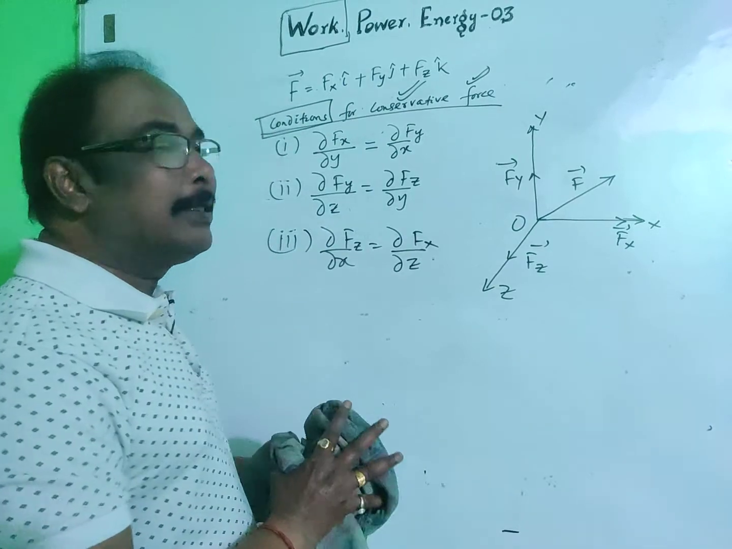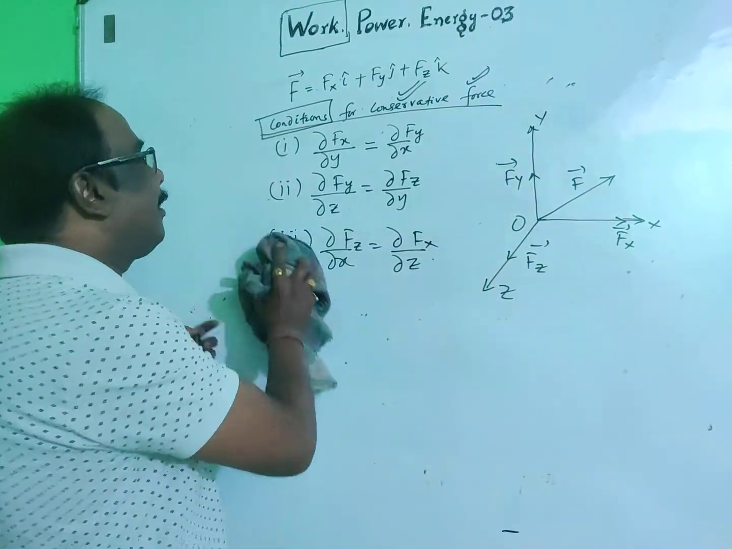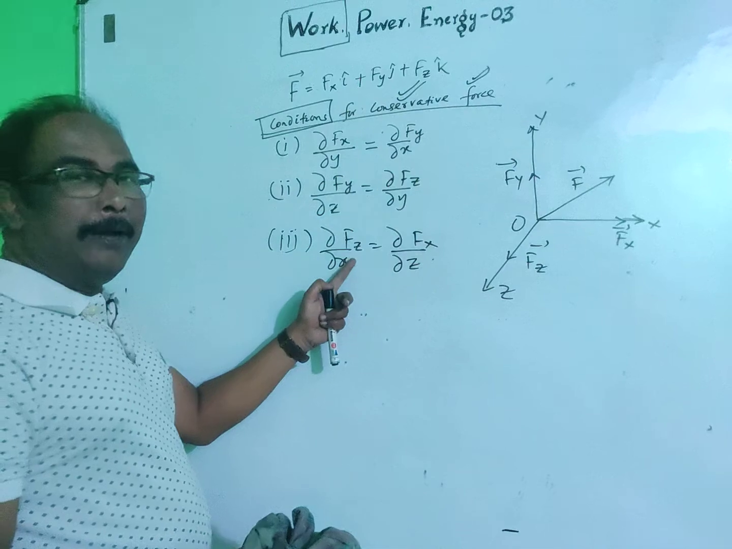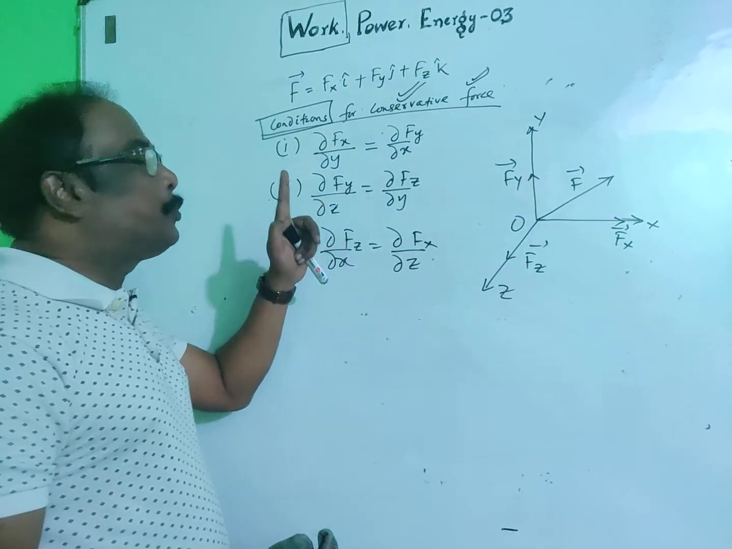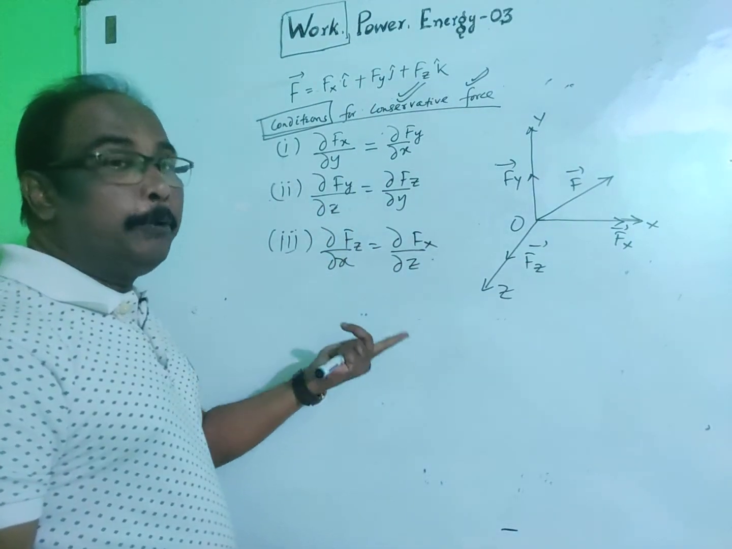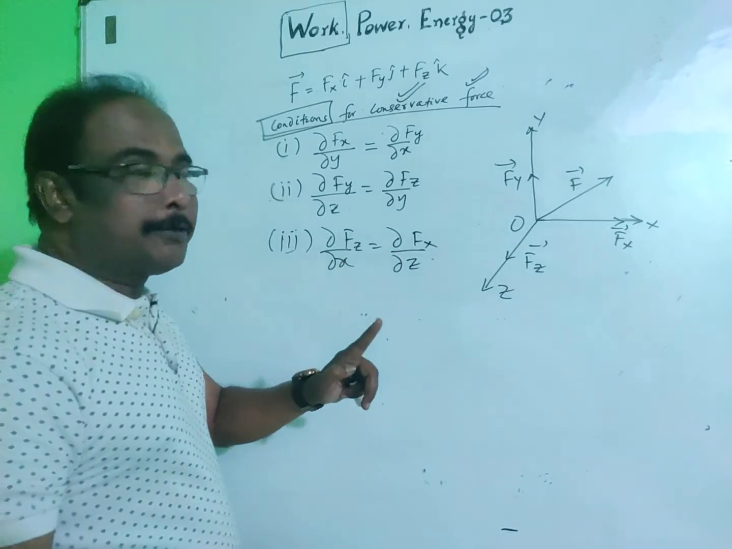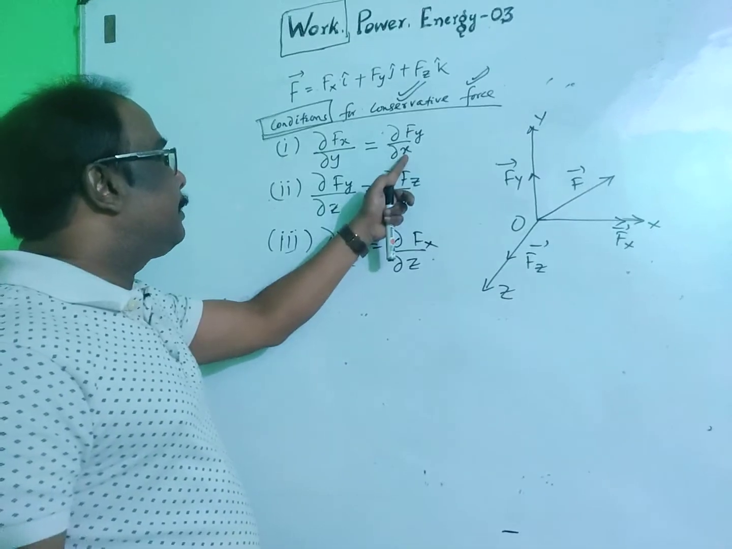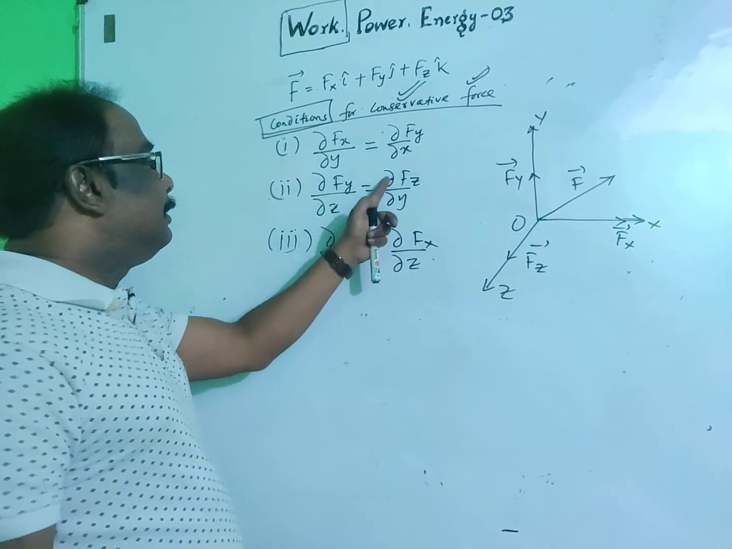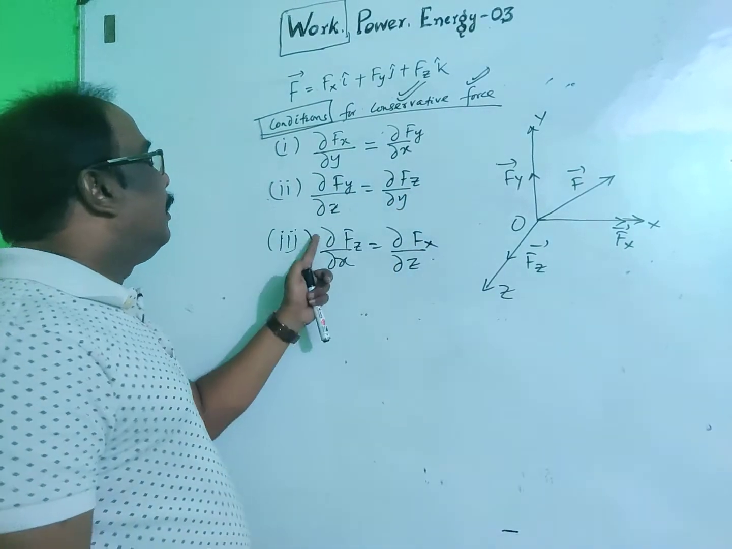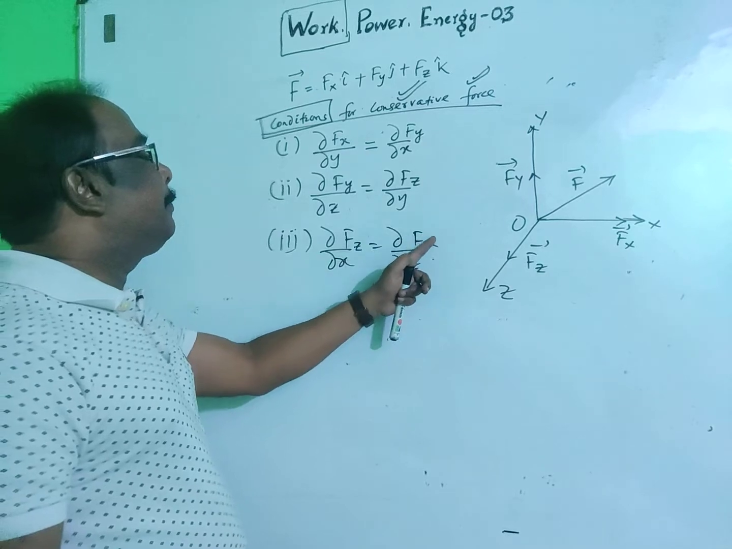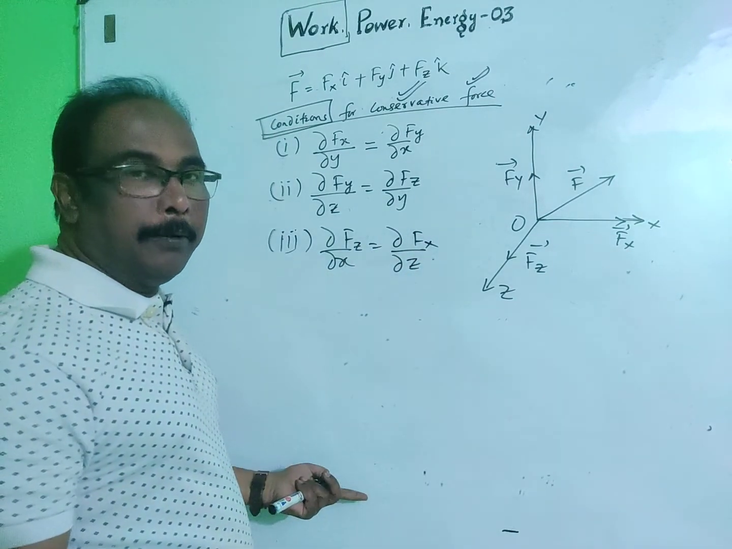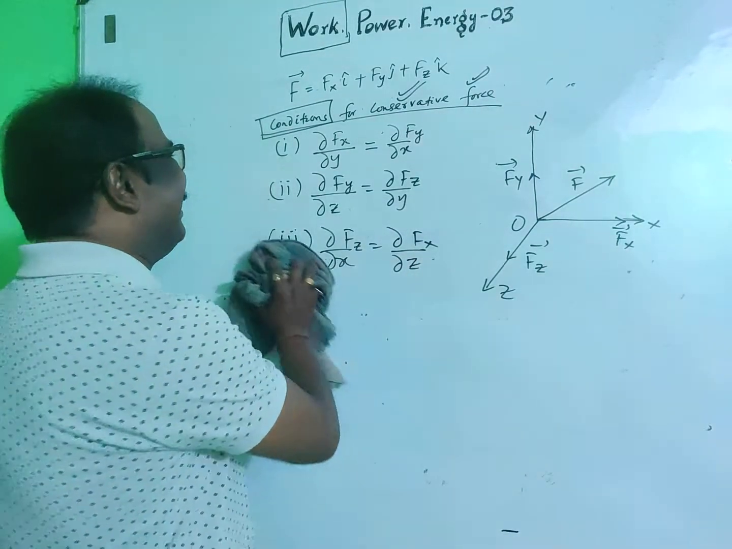Now we will have some discussion, meaning examples or discussions. Keep it in your mind. This is very important to check whether the force is conservative or not. dFx by dy is equal to dFy by dx, dFy by dz is equal to dFz by dy, dFz by dx is equal to dFx by dz. Partial derivative. Very simple. Okay.